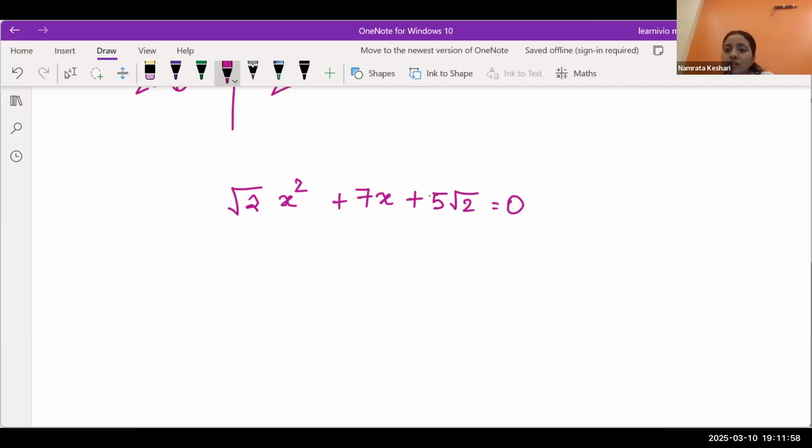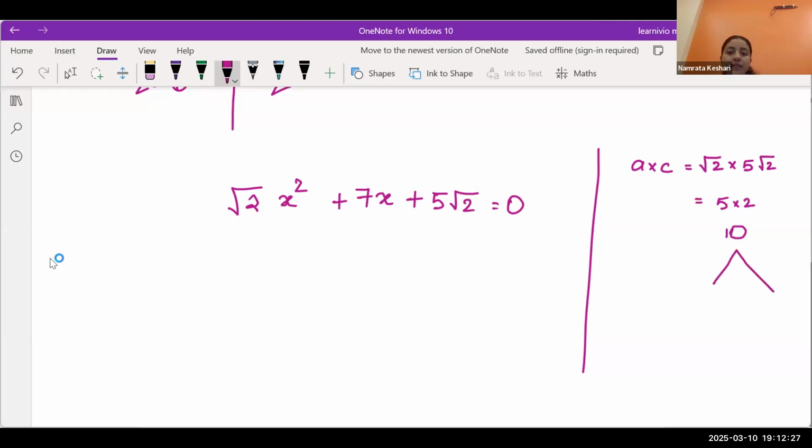So while splitting the middle term, at first what do we do, Ryan? We multiply A with C, right? Yes, ma'am. That is, we will be multiplying root 2 with 5 root 2, right, Ryan? Yes, ma'am. So what are we going to get? 5 into 2. Yes or no? Yes, ma'am. That is 10. Now we will think what are the two factors which, multiplied together, make 10 and added or subtracted together make 7. Yes, Ryan, please tell me.